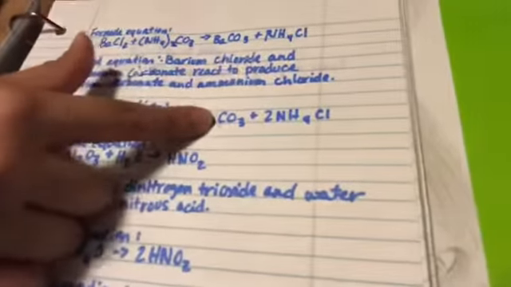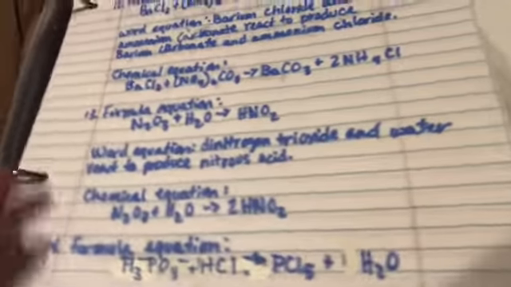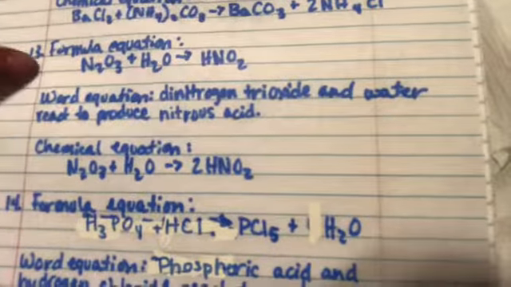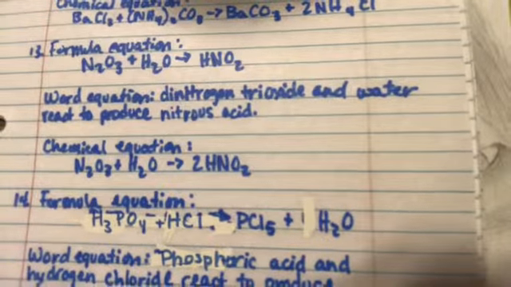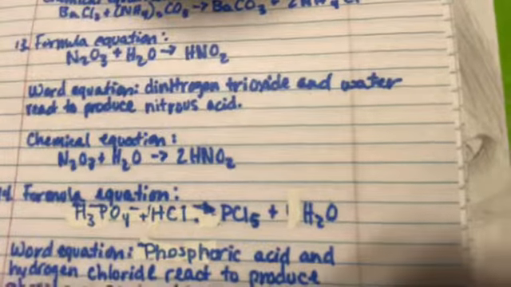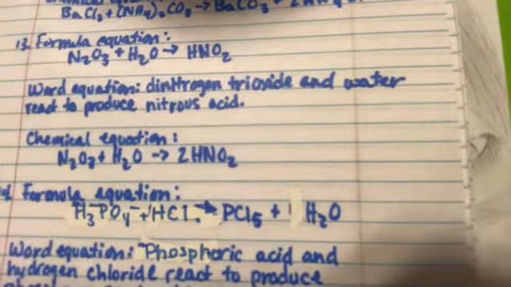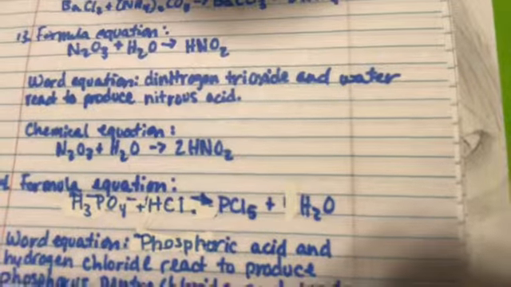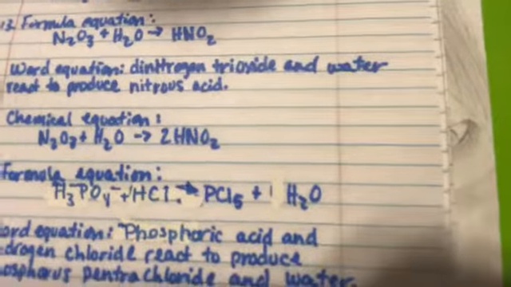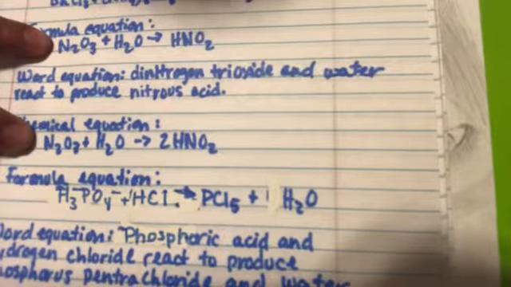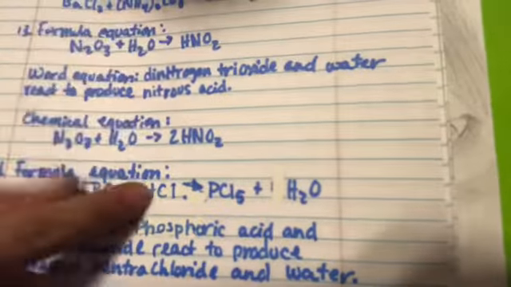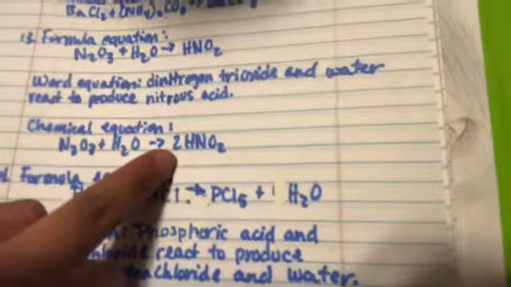Reactant, product. So for number 13, we see the formula is N2O3 plus H2O makes HNO2. The word equation states that dinitrogen trioxide and water react to produce nitrous acid. We see that the dinitrogen trioxide stays the same, so does the water. The only thing that we need in order to balance it out is that we need to have 2 of the nitrous acid.